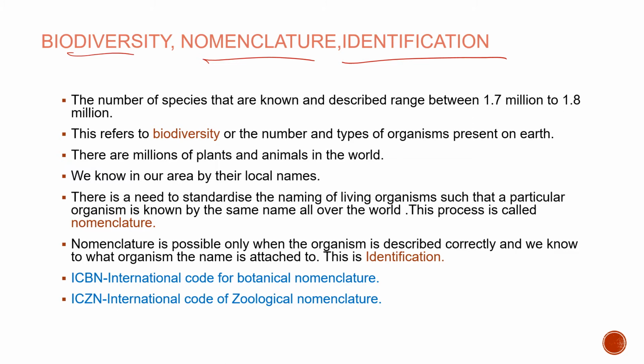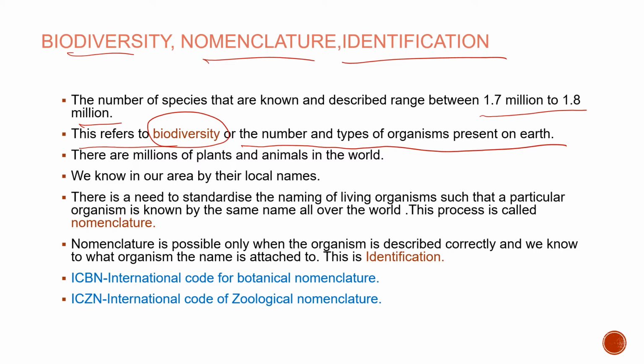We can see a few animals and other living beings, mostly human beings. The more we move from one place to another, the more we see a diverse range of organisms. The number of species that are known and described, in a range between 1.7 million to 1.8 million, is called biodiversity. This refers to the number and the type of organisms present on Earth.